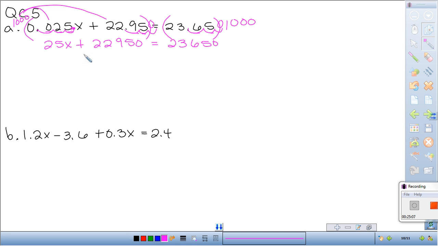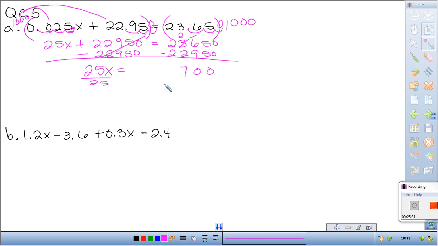So add or subtract first, undo addition or subtraction. So subtract 22,950 from both sides. That cancels. Bring down your 25x equals 0 minus 0 is 0, 5 minus 5 is 0, can't take 9 from 6, borrow from the 3, it becomes a 2, 16 minus 9 is 7, 700, and then we divide both sides by 25, so x equals 28. 700 divided by 25 is 28.